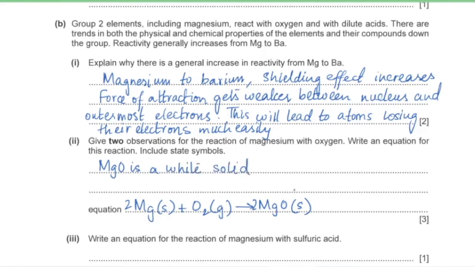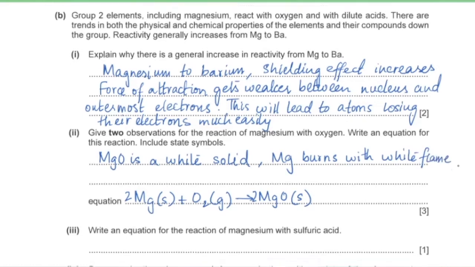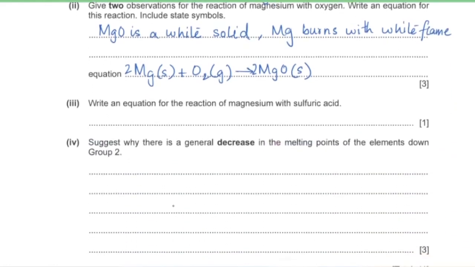This is one of the 2 observations. And the second observation would be the flame with which magnesium burns. Magnesium burns in oxygen with white flame. So you can write that magnesium burns with white flame. Part 3, write an equation for the reaction of magnesium with sulfuric acid. So metal plus acid gives salt, that is MgSO4 plus hydrogen gas.